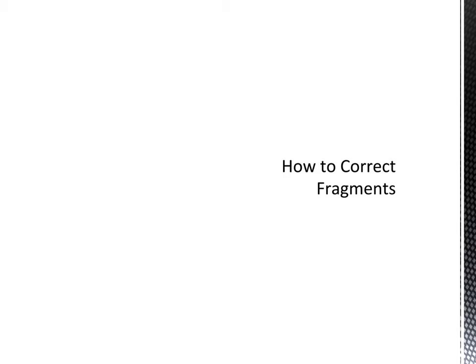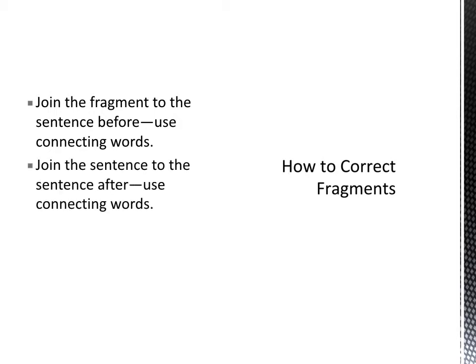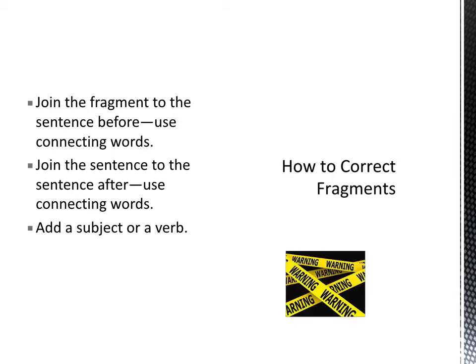So how can you correct fragments? Well, one easy way is to join the fragment to the sentence before, using connecting words, subordinators, or prepositions, or join the sentence to the sentence after using connecting words. So this works really well when you have a dependent clause all alone. Connect it to whatever sentence makes the most sense. And then finally, you can fix fragments by adding a subject and verb, or a verb if one is missing.